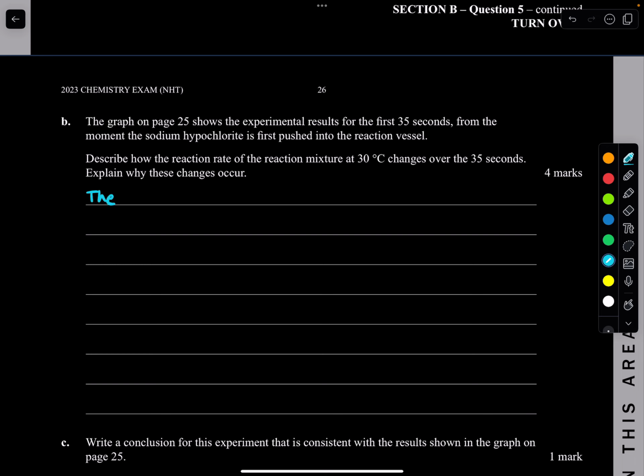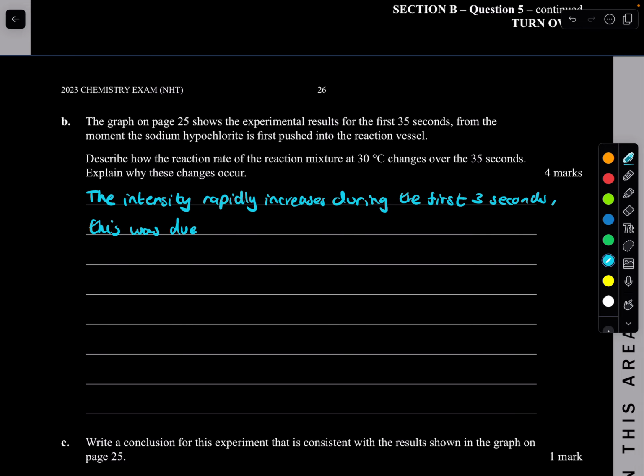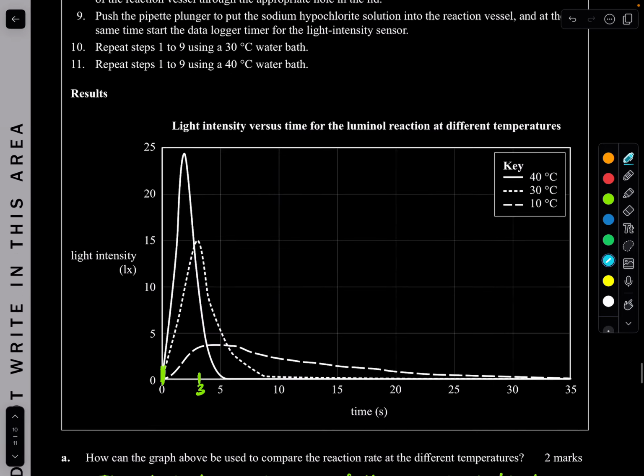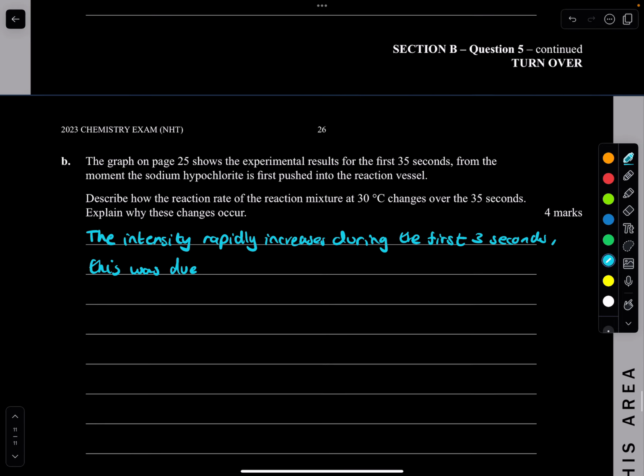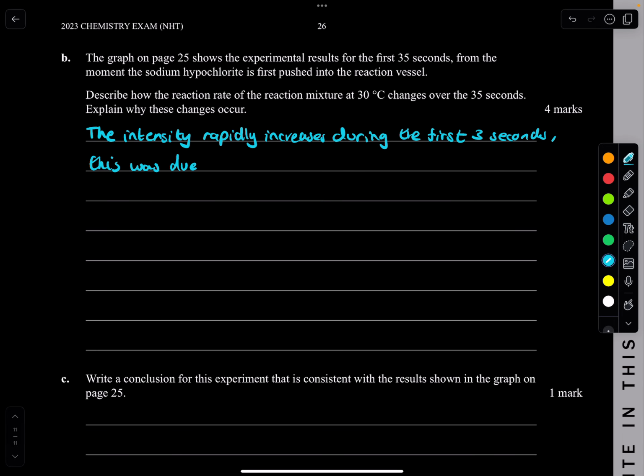So we said the intensity rapidly increases during the first 3 seconds. This was due to the high concentrations of both of the reactants, the luminol and sodium hypochlorite. So the intensity rapidly increases during the first 3 seconds.